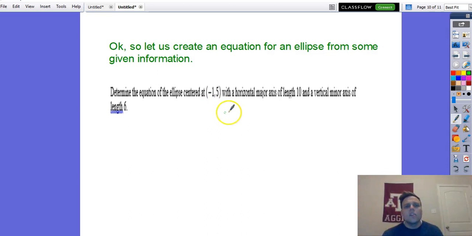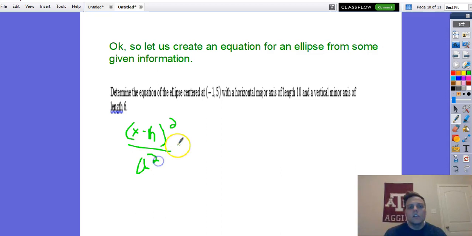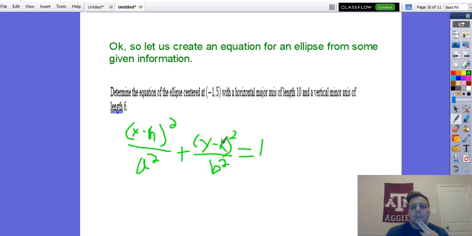All right? So it says, determine the equation of the ellipse centered at -1, 5 with a horizontal major axis of length 10 and a vertical minor axis of length 6. Okay, so first off, let's write down what we know the standard equation to be. (x minus h) squared divided by a squared plus (y minus k) squared divided by b squared is equal to 1. All right. H and k is just simply your center, okay? So I know my center is -1, 5.